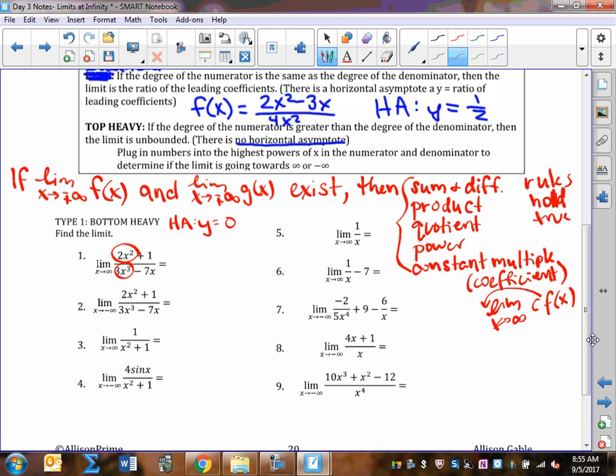So really, in the numerator, the 2x squared holds the power. It determines what's happening. And in the denominator, the 3x cubed also holds the power. So we really just compare our largest terms. And if we look here, we see the term in the denominator has the larger degree. So this is one of our bottom heavy cases. So the limit as x approaches infinity is just 0.